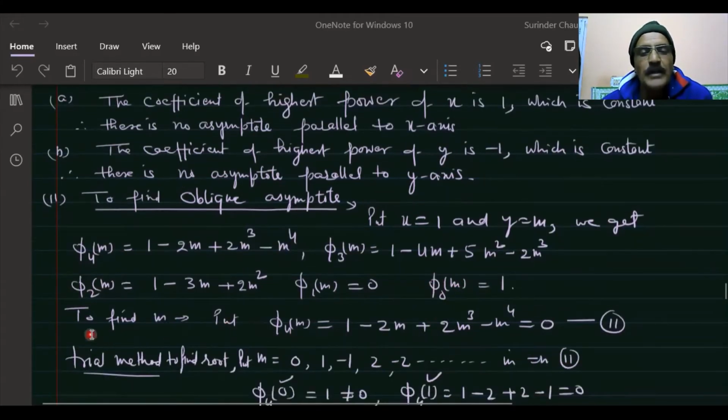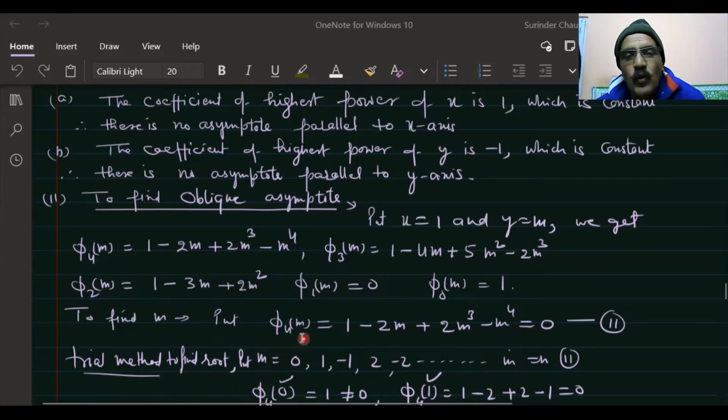Now, because the slopes are given, we solve the highest degree term phi 4 of m equal to 0 for real values. But this is a fourth degree polynomial equation in m, and we can't solve it directly, so we have to use the trial method to find two roots, and then with the help of Horner's method and division we can find the other roots. So what is the trial method?